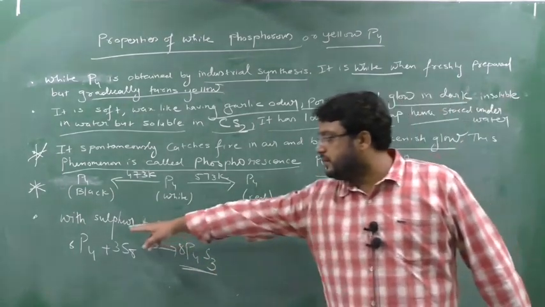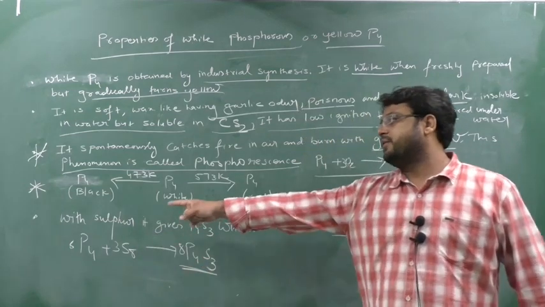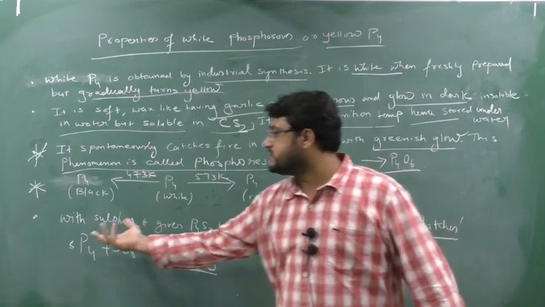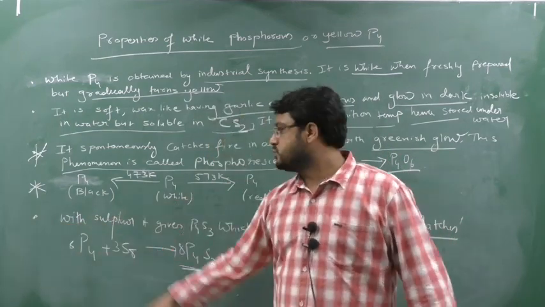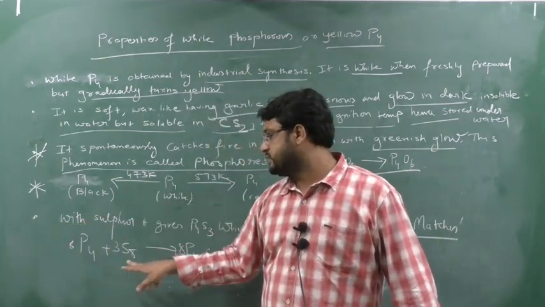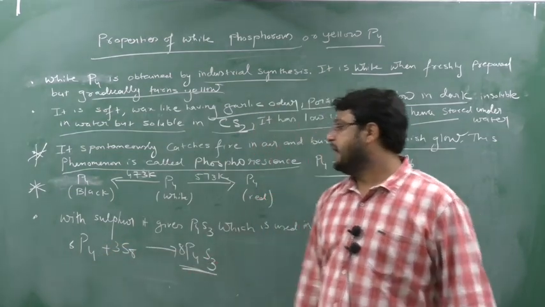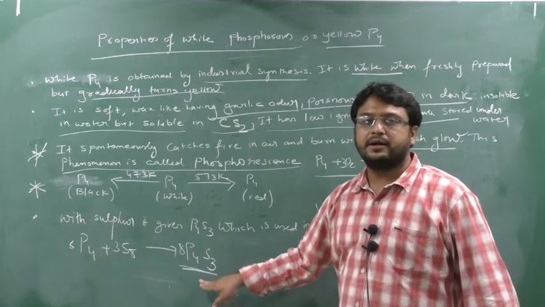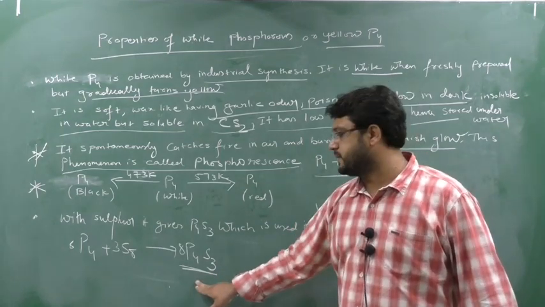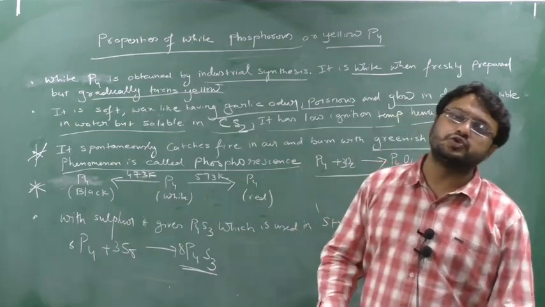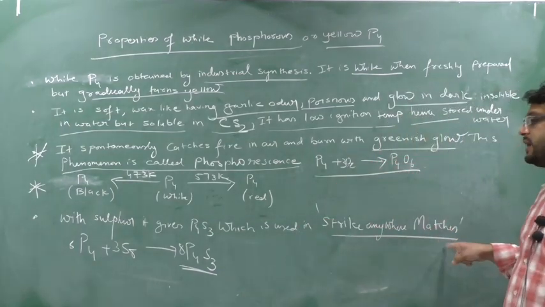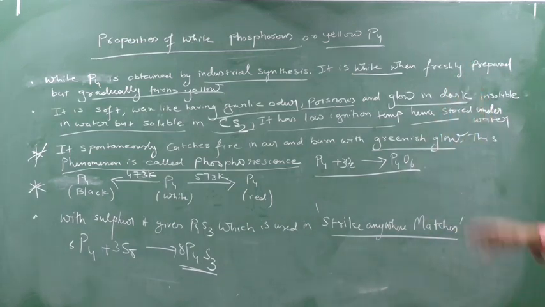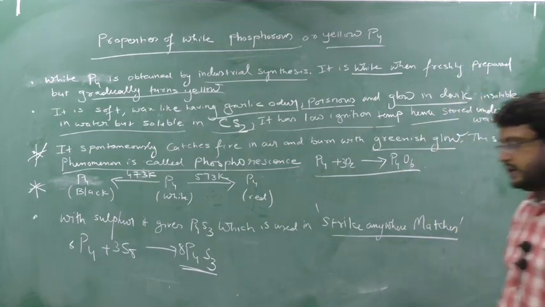Okay. This is also very important, that when white phosphorus is reacted with sulfur, it will form one compound. That compound is P4S3, tetraphosphorus trisulfide. This tetraphosphorus trisulfide P4S3 is used to make strike anywhere matches. Clear this part? So these are the properties. Some more properties are there. First you copy out, then you go to the next part. Clear? Write down. Chalo.